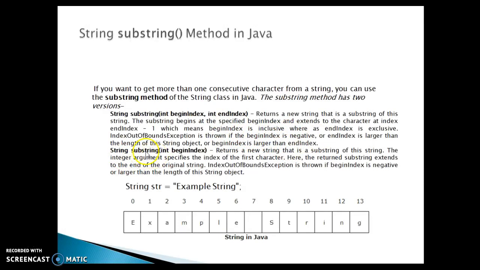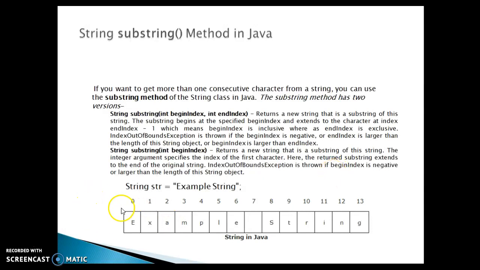Now second, we have an overloaded method. There you can specify only the begin index. This method basically returns a new string that is a substring of this string. The integer argument specifies the index of the first character. The returned substring extends to the end of the original string. An index out of bounds exception is thrown if the begin index is negative or larger than the length of the string.